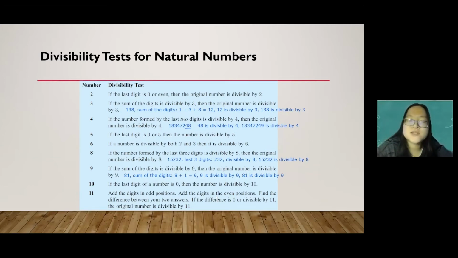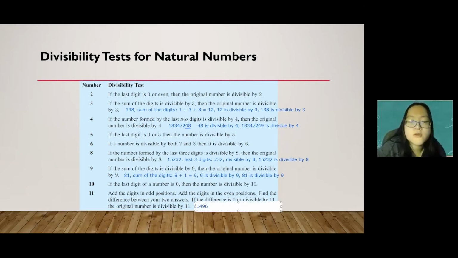Then the last one, this one is a little bit complicated. Add the digits in odd positions, add the digits in the even positions, and find the difference between your numbers. If the difference is 0 or divisible by 11, the original number is divisible by 11. I know that this sounds kind of complicated, but once you try to do it, it's not so bad. So let's do one of these. Let's say 1,496.